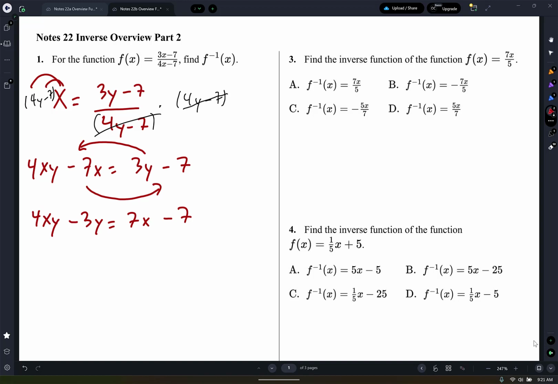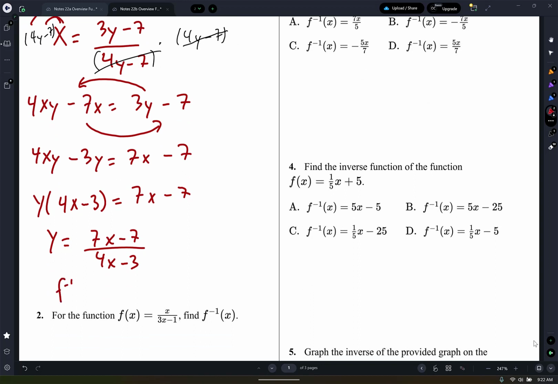I don't see any errors. Are we still okay? I'm going to factor out a y. So now I have y times (4x minus 3) equals 7x minus 7. And there it is. I want to get the y by itself, so just divide by 4x minus 3. y equals (7x minus 7) divided by (4x minus 3). To show that it's the inverse, f inverse of x equals (7x minus 7) over (4x minus 3). What do you guys think? Cool, right?